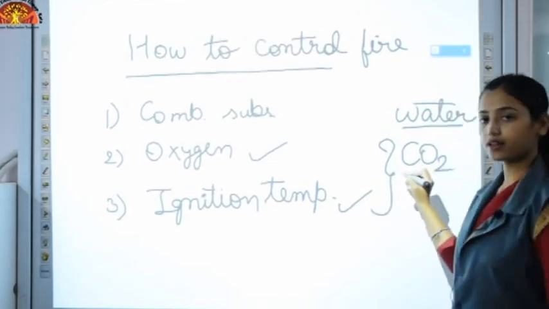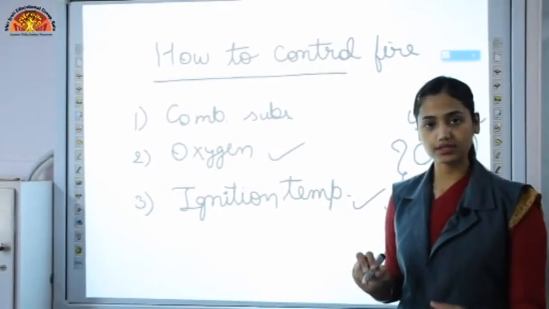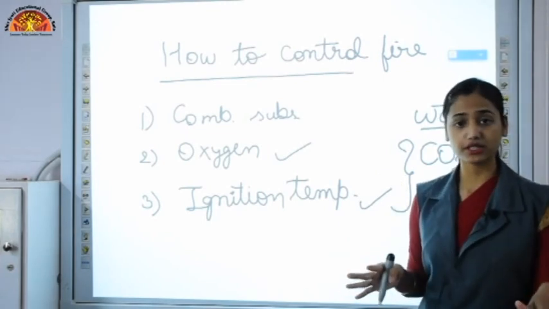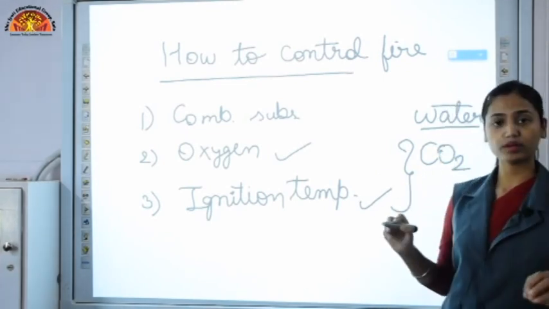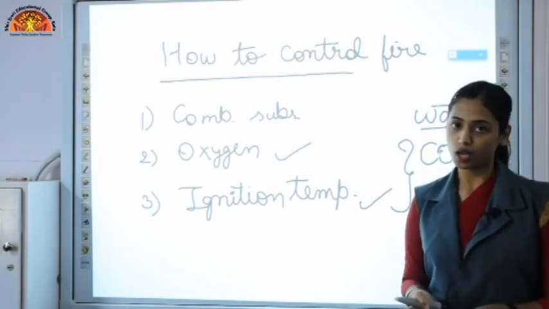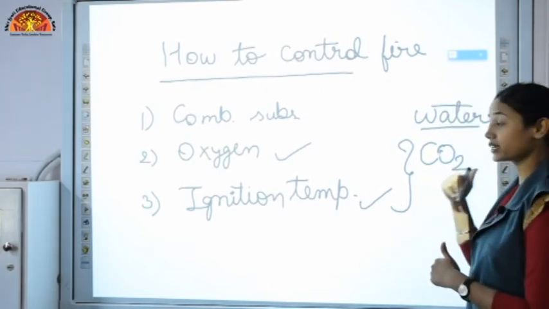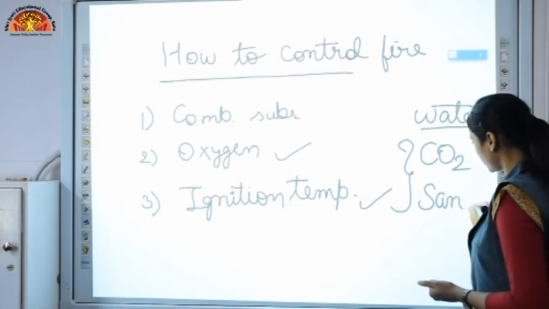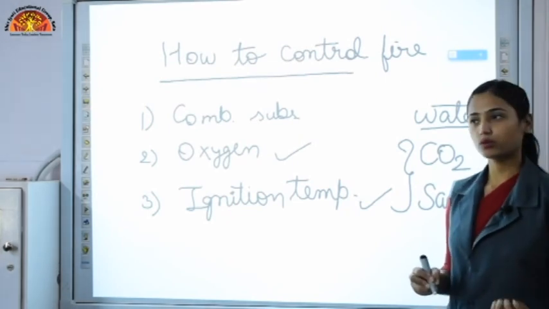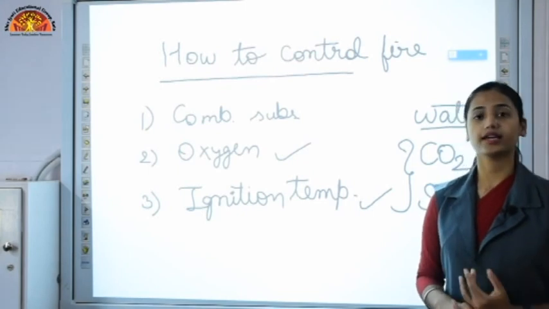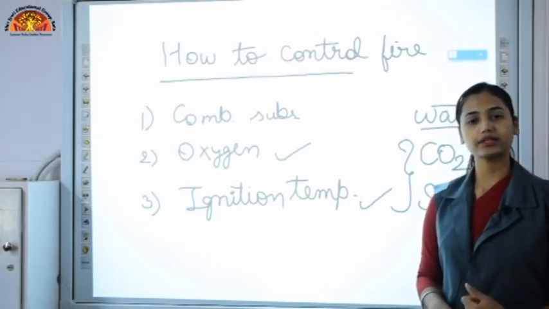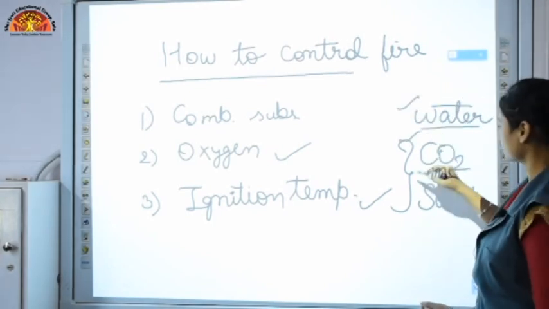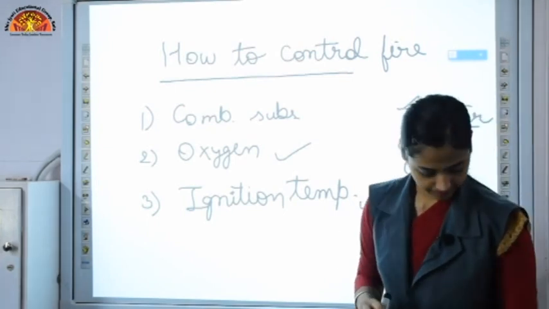Why? Because this carbon dioxide gas is heavier than oxygen. So carbon dioxide will wrap the burning substance, and there will be no oxygen available to the burning substance. So this is how we can use carbon dioxide. What else can we use? We can use sand also, to extinguish fires. What else? We can use some chemical compounds also, like sodium or potassium bicarbonate, because when they react, they liberate carbon dioxide gas. So by using these things, we can extinguish fire.